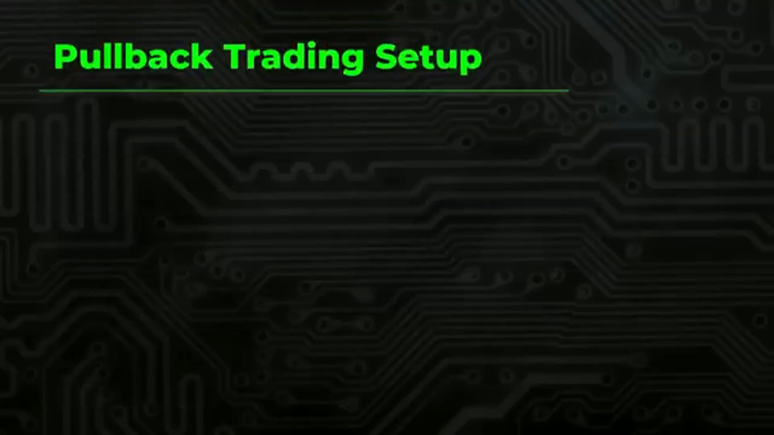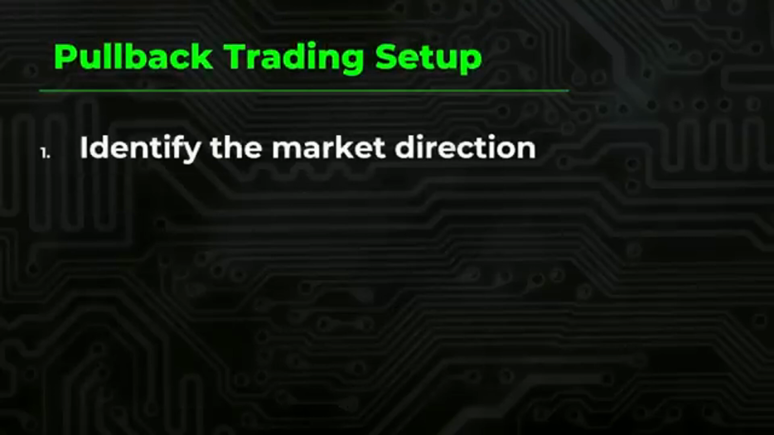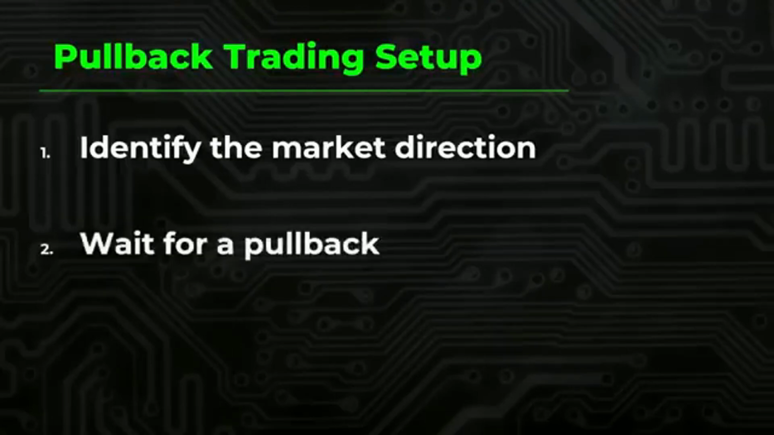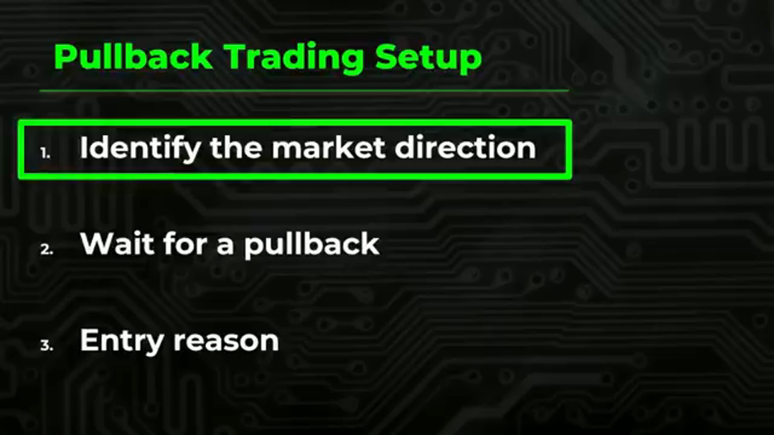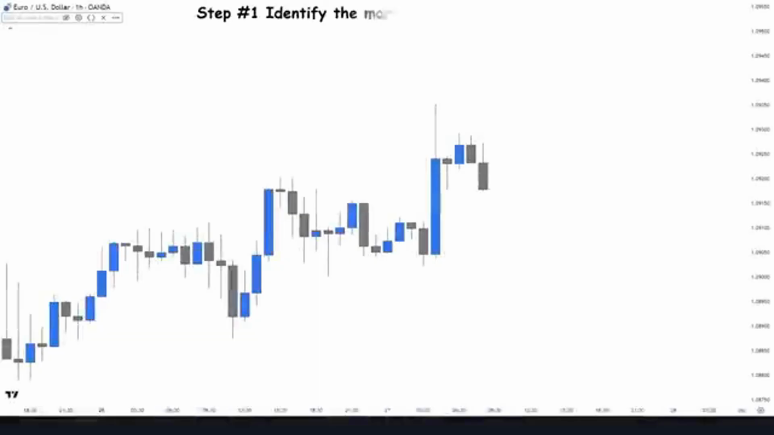This strategy consists of 3 major steps in both trading models: identifying the market direction, waiting for a pullback, and entry reason. So let's start with the first step, identifying market direction. In this step, we apply a simple concept to identify the market direction, because we want to trade with the controlling side of the market. We do this with the aid of the exponential moving average.